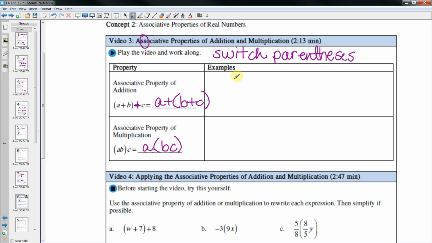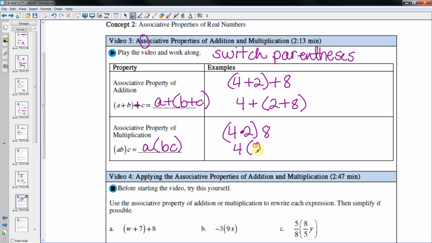So examples would be like 4 plus 2 plus 8. You would have 4 plus, and then put the 2 plus 8 in parentheses. Because this is all addition, the value does not change at all. Same thing with multiplication. If you had 4 times 2, that's a multiplication, times 8, you could have 4 times 2 times 8, like that.